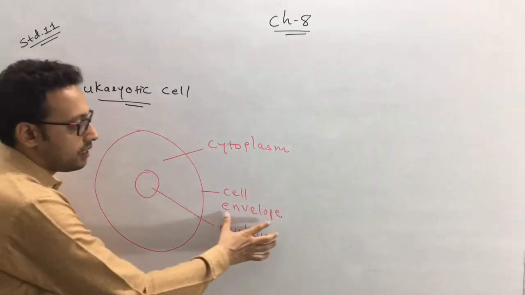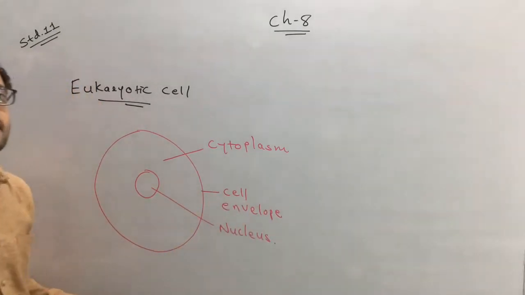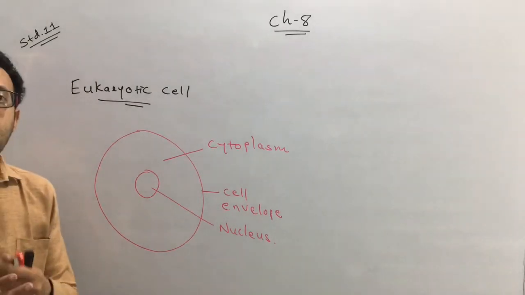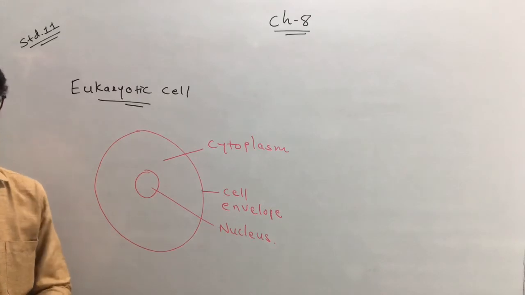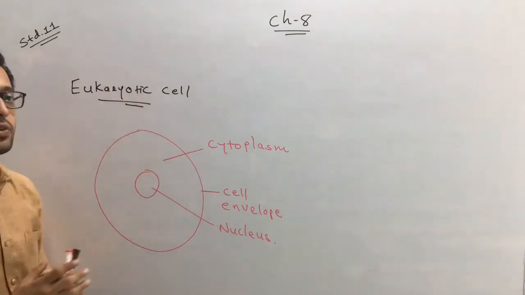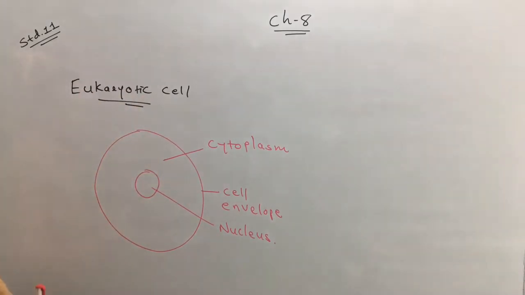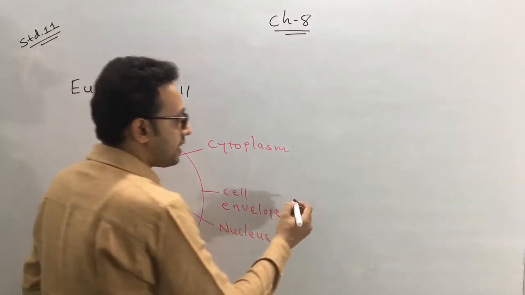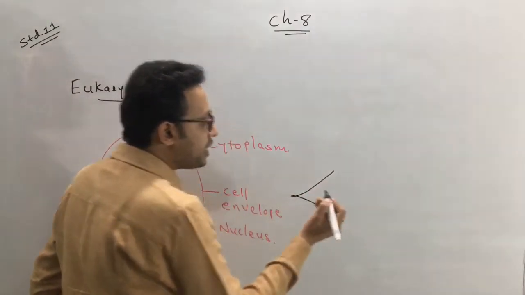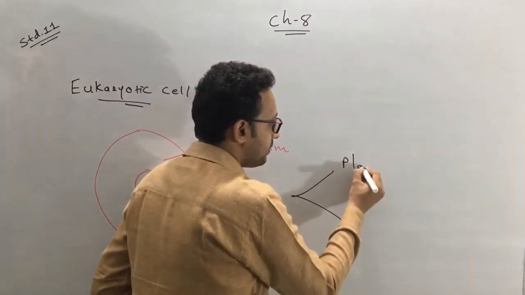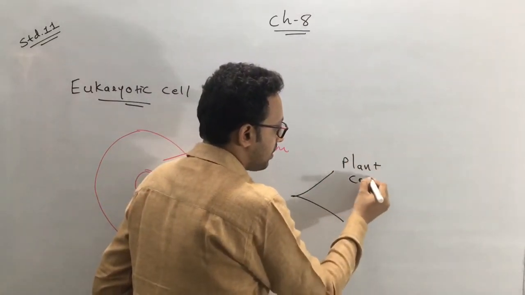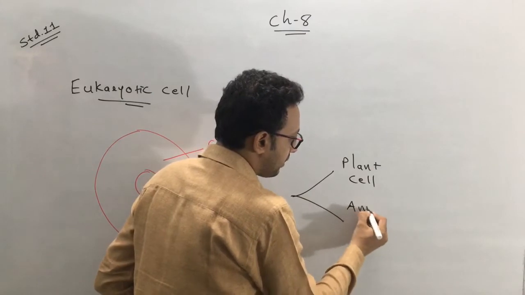Today we will discuss one of the components that falls in the category of cell envelope, meaning the boundary or the covering of a cell that you can find in a eukaryotic cell. Now you know that there are two main examples of eukaryotic cell. First is a plant cell and the second one is an animal cell.